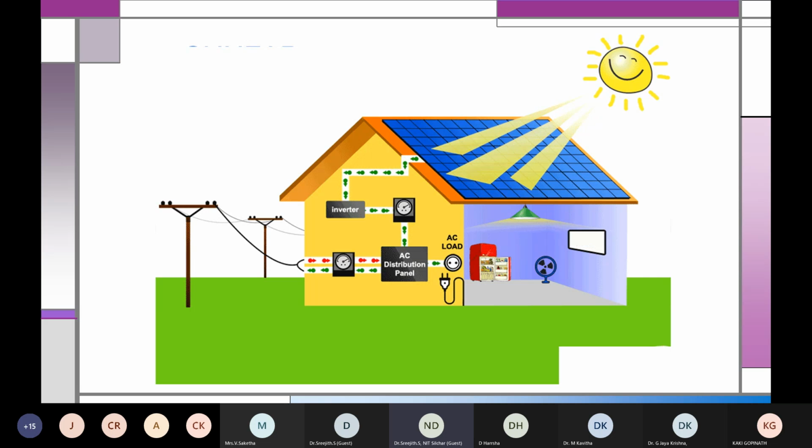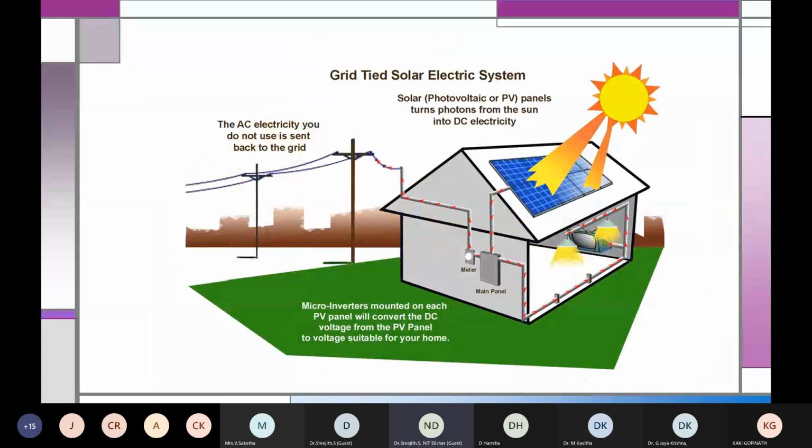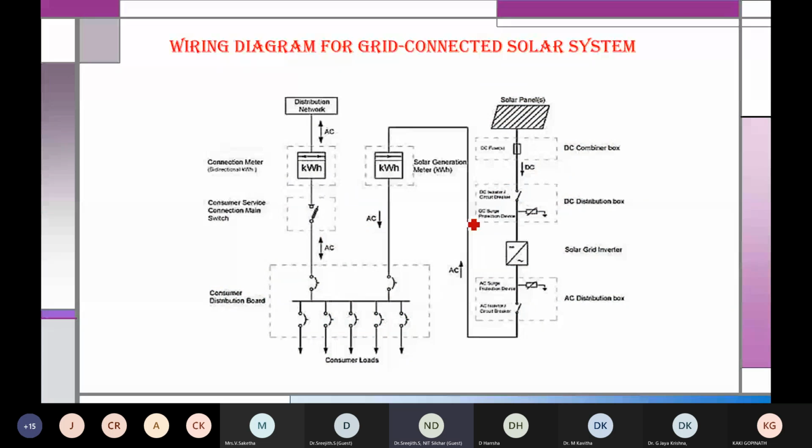So that's the difference between a normal inverter and a grid tied inverter. When you want to go for this net metering concept, you need to go for a grid tied inverter. A normal inverter won't work in this. Yeah, grid tied inverter. And these are all taken from journal papers. This is how the concept is working.